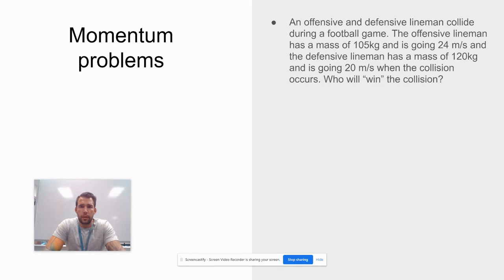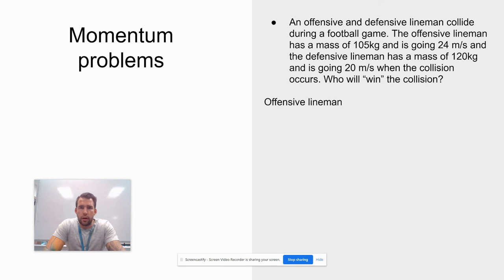Let's look at another problem. If I have an offensive and defensive lineman that are colliding during a football game, and the offensive lineman has a mass of 105 kilograms and is going 24 meters per second upon collision, and the defensive lineman has a mass of 120 kilograms and is going 20 meters per second, who's going to win? So go ahead and take a second to think about this. The offensive lineman has less mass, but it has more velocity. So who do we think is going to win?